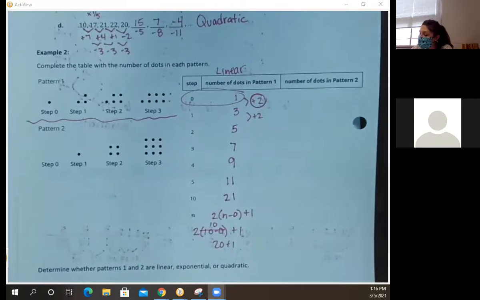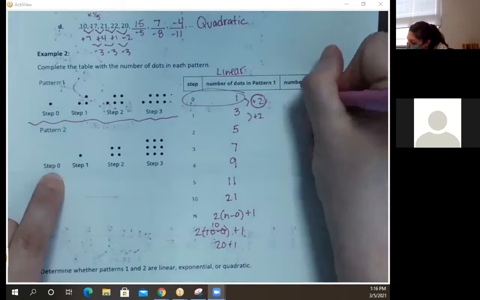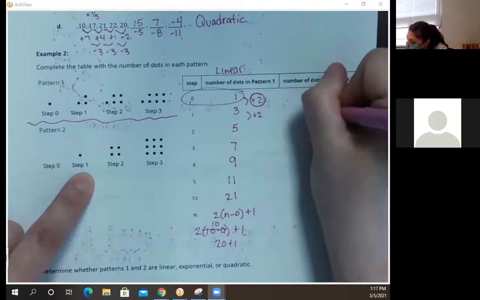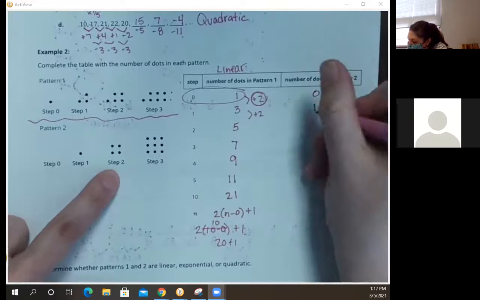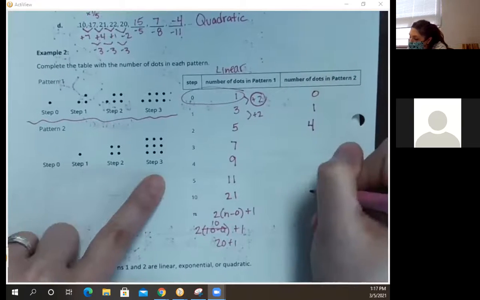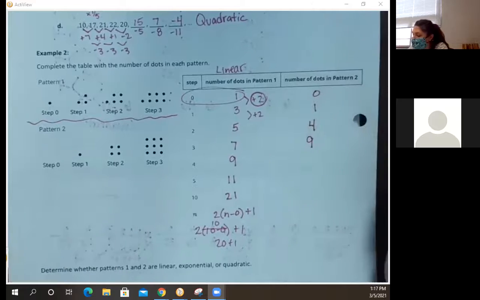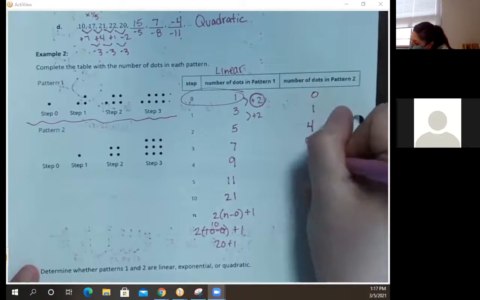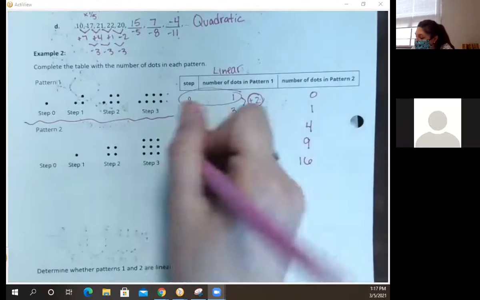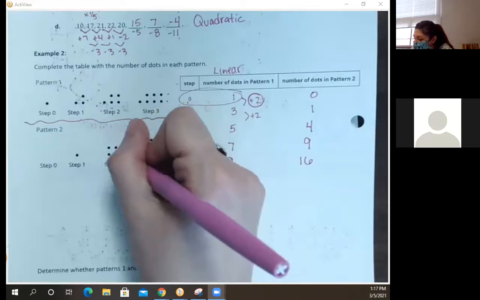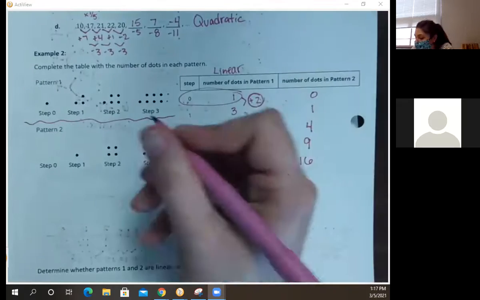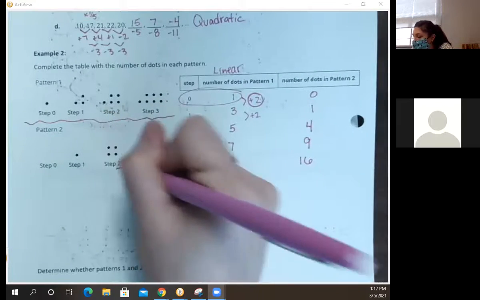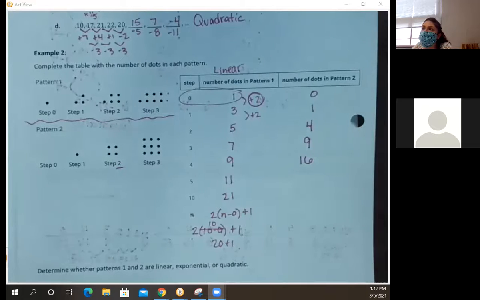Now let's do the same thing for pattern 2. So for pattern 2, our step 0 has 0 dots. Our step 1 has 1 dot. Step 2 has 4 dots. Step 3 has 9 dots. How many dots do you think we'll see in step 4? 16. Yeah, our pattern is that we build essentially a square that's tall and wide, however many dots, the number of steps that we're on.